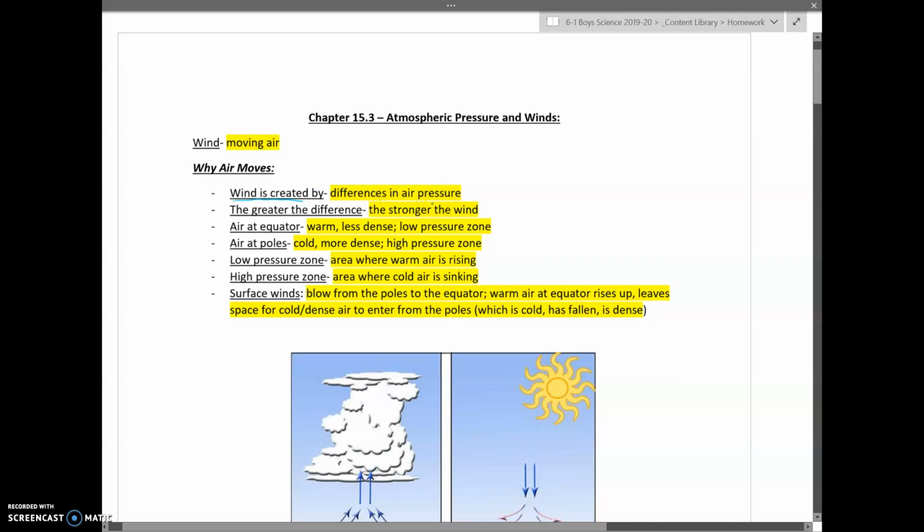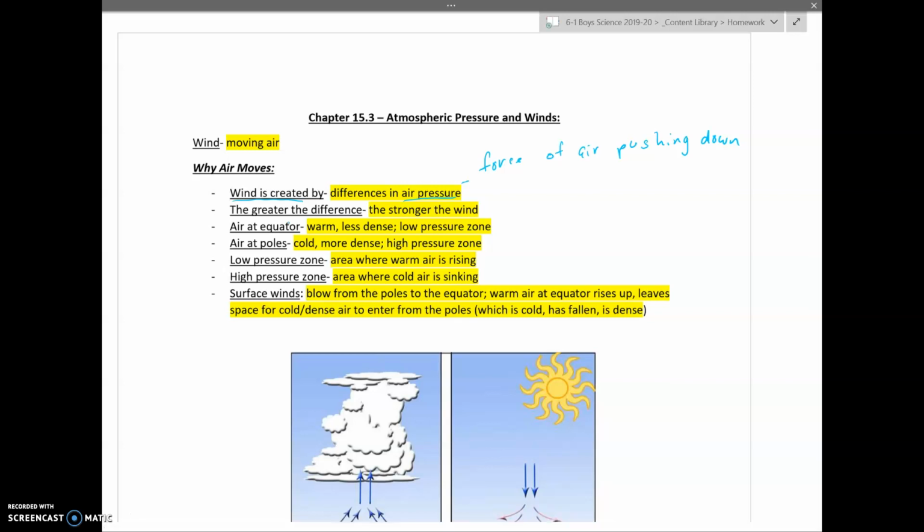We talked in units past about how air pressure is the force of air pushing down. And when two areas have a different amount of air pressure, air is going to rush from areas of high pressure to low pressure. The greater the difference between those two areas, the stronger the wind will be. So if we have an area of really low air pressure, air molecules will want to move into that space really quickly, which will make a stronger wind current.